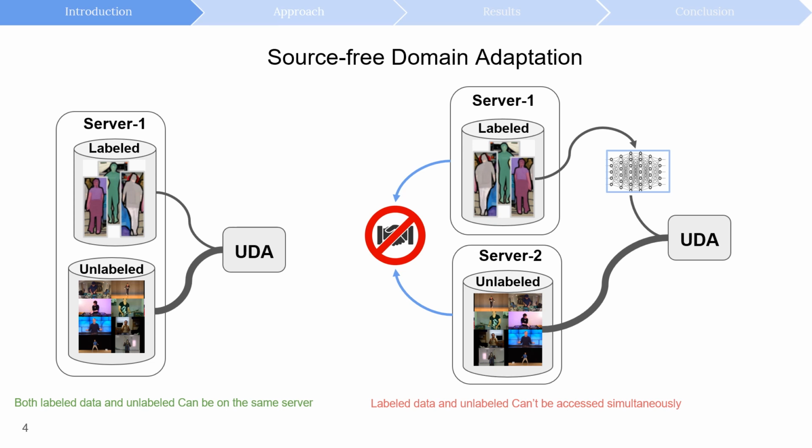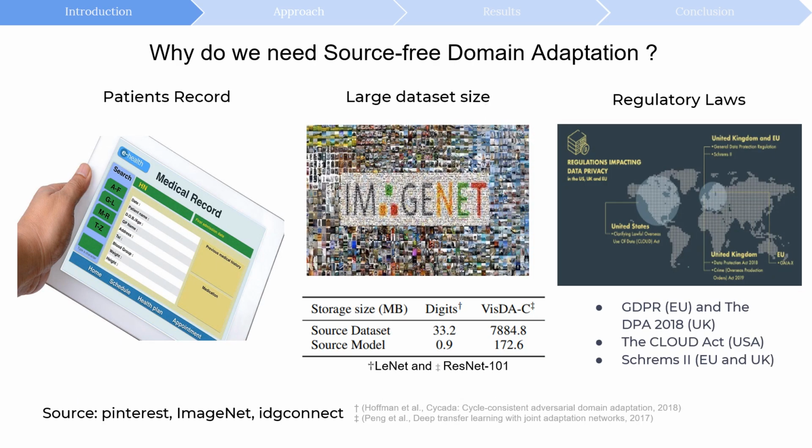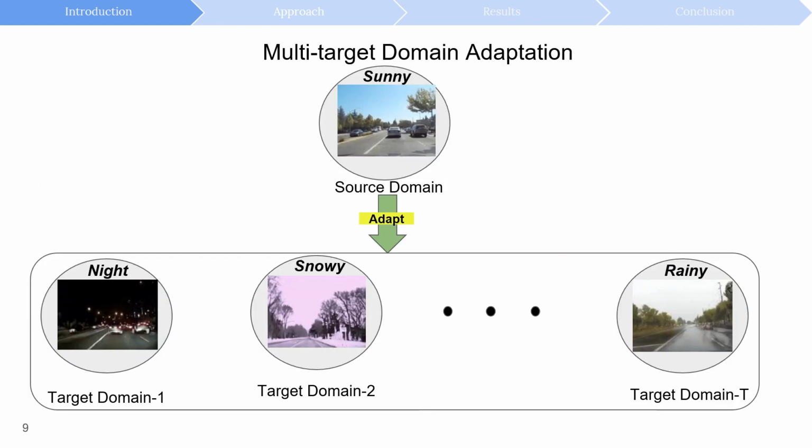This issue is addressed in source-free domain adaptation, where we perform adaptation without accessing the source dataset. All we need is a source-trained network for doing source-free domain adaptation. Source-free domain adaptation is critical in many applications, such as preserving medical records. Datasets are much larger in size compared to the network parameters. Therefore, transferring network parameters is easier. Also, many regulatory laws do not allow data to be moved from its base location. Source-free domain adaptation is suitable for all such scenarios.